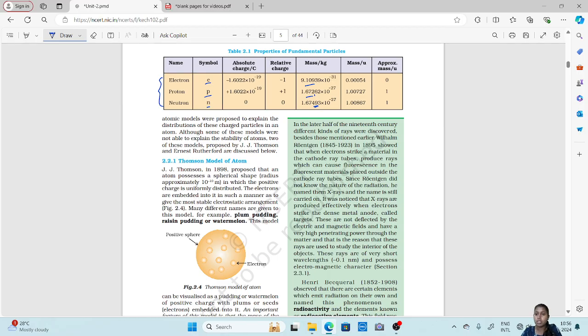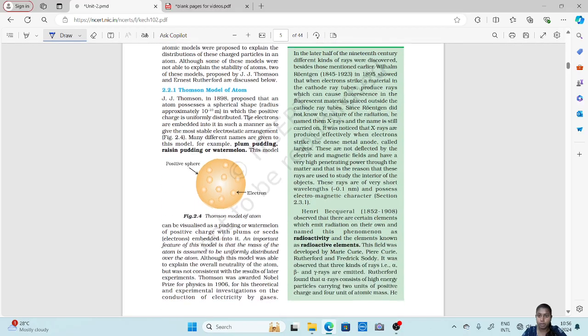Although some of these models were not able to explain the stability of the atom, two of these models, proposed by J.J. Thomson and Ernest Rutherford, are discussed below. Now all those theories or models were not able to explain the stability of the atom, but they explained how electrons or protons or all these charged particles can be present in such a way, but they forgot about the stability of the atom. Okay, and some of them are discussed below, that is J.J. Thomson's and Ernest Rutherford's. Now today we will see about Thomson's model of atom.